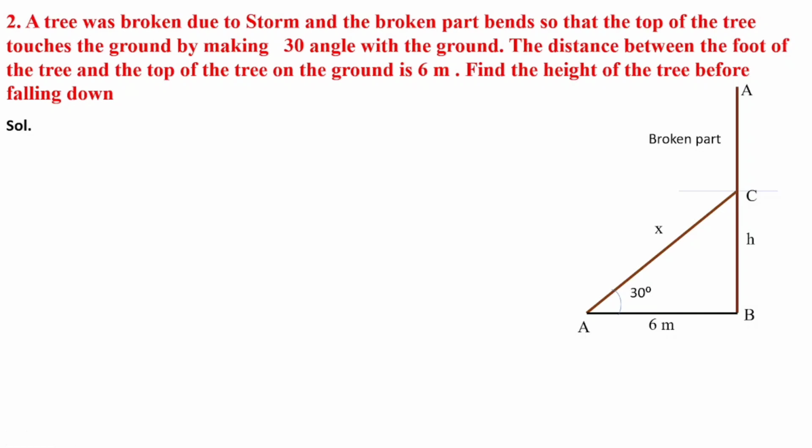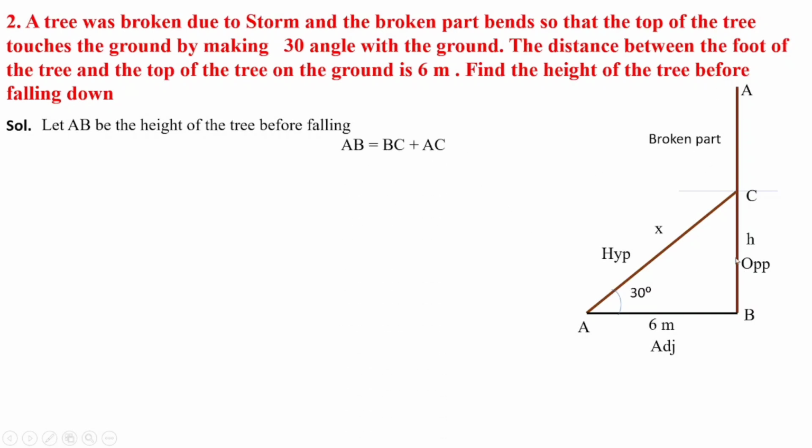Now can you tell me what is the height of the tree, this AB? Now AB is nothing but h plus x. We will discuss this later. Now again ACB is a right angle triangle, 90 degrees at B. BC is the side opposite to the angle, known as the opposite side, AC is the hypotenuse, and AB is known as the adjacent. Now let's move to the question. Let A be the height of the tree before falling. This is the height of the tree before falling.